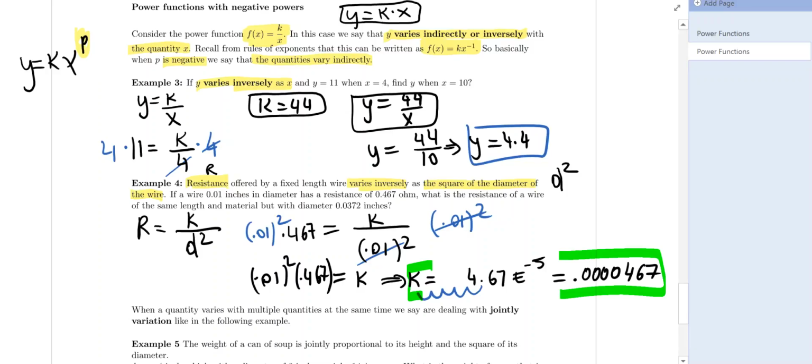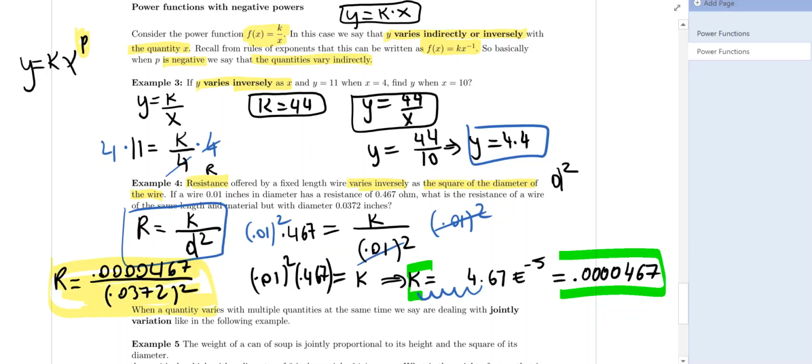So now if I wanted to find the resistance when the diameter is 0.0372 inches, I go back to my formula in here, and instead of k I put this, and instead of d I'll put this and get the result. So r, the result will be r equals, for k I'll put 0.0000467 divided by the diameter 0.0372 squared. So this will be the answer.